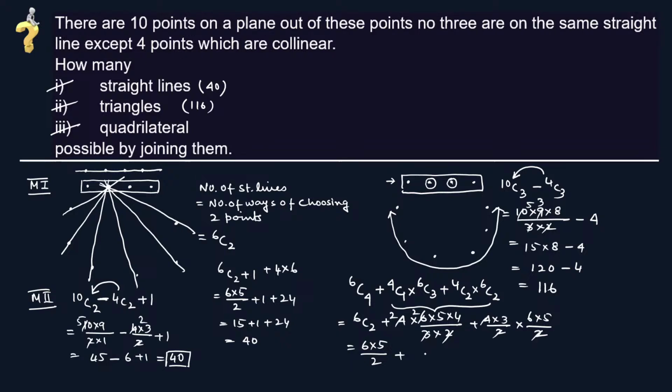2 to 4. So we are left with 4 into 20 plus 30 into 3, that is 90. So it is 15 plus 80 plus 90. So that gives us 185. So a total of 185 quadrilaterals can be formed in this scenario.